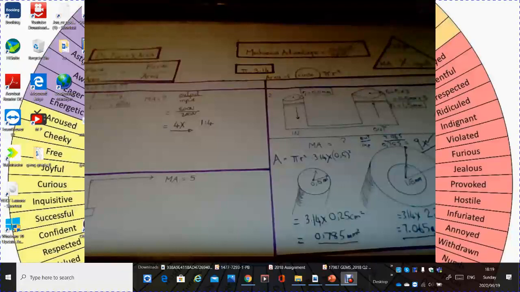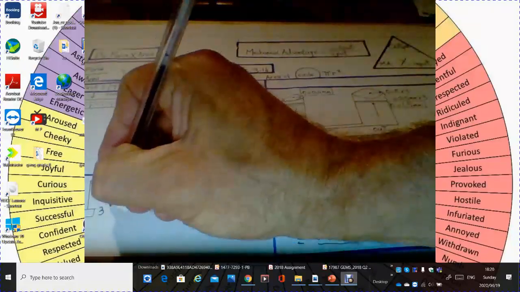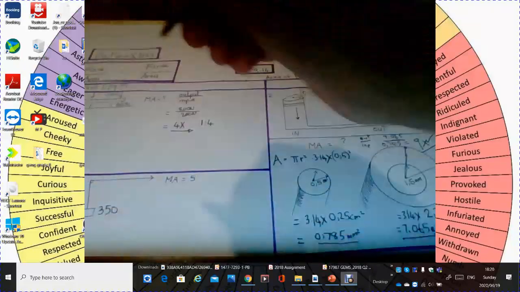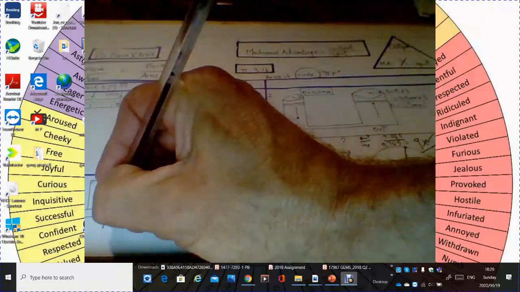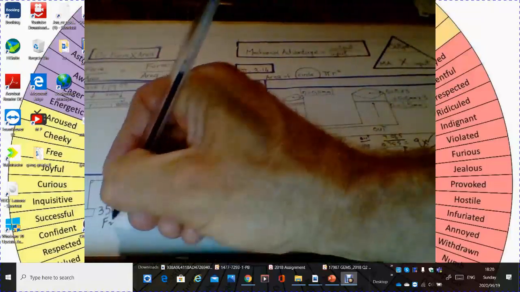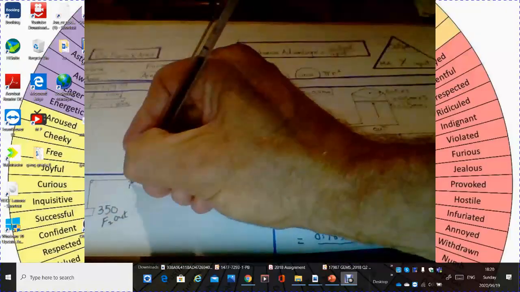Now, with this little sum, I have a lift which is pulling a weight of 350 newtons. So it's pulling up 350 newtons. MA equals 5. So that there will be force, or your output, and this is your input.